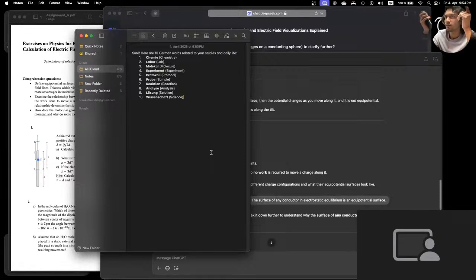Na, ich weiß die Bedeutung und der, die, das. Ich weiß nicht, welches Wort welches Gender hat. Also können Sie als erste die Chemie, zweite der Labor, dritte die Molekül? Ich brauche nur das, nicht das ganze Geschlecht.